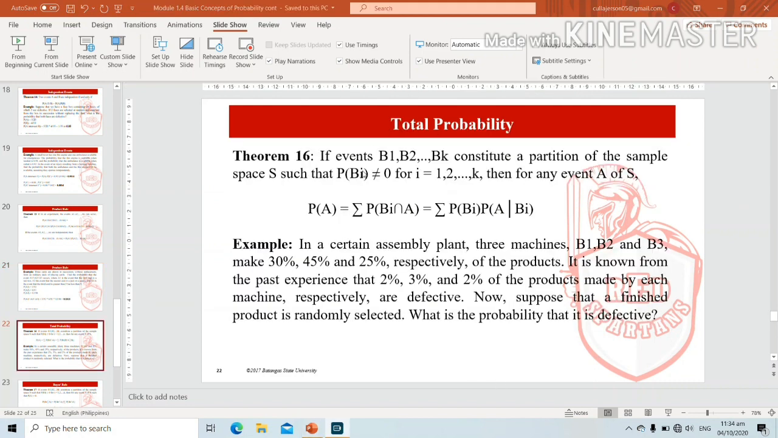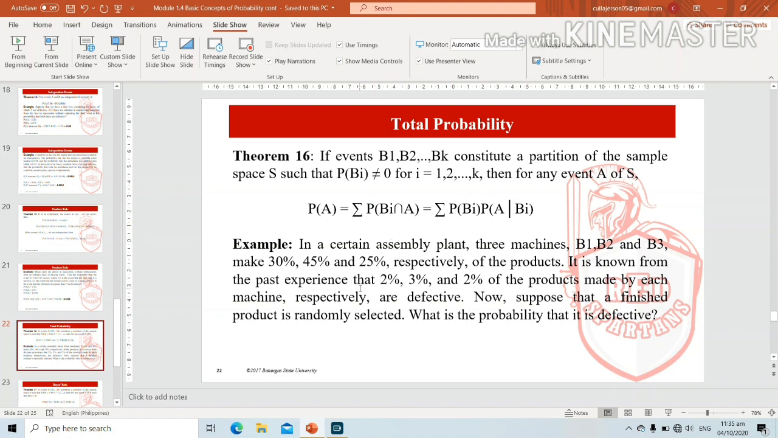The next, theorem number 16 is for total probability. If events B sub 1, B sub 2 up to B sub k constitute a partition of the sample space S such that probability na B sub i is not equal to 0 for i is equal to 1, 2 up to k, then for any event A of S, ito yung ating formula, kukunin lang natin yung summation kapag total probability. Kaya nga sabi ay total. Summation ng B sub i intersect A, or ito yon, probability ng B sub i multiply sa probability ng A given B sub i. Sabi ko nga, kung dito nyo titingnan, mahirap siyang maintindihan. Pero pag doon na sa example, madali lang.